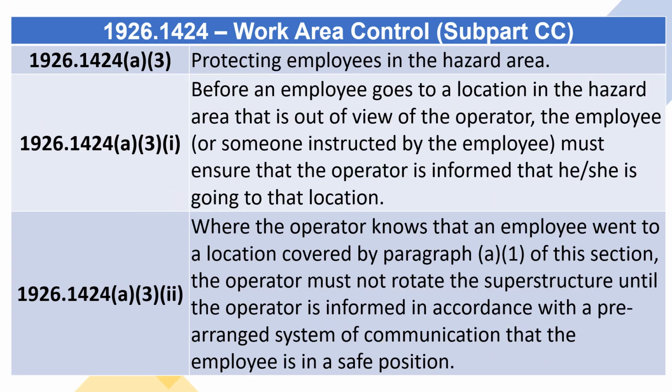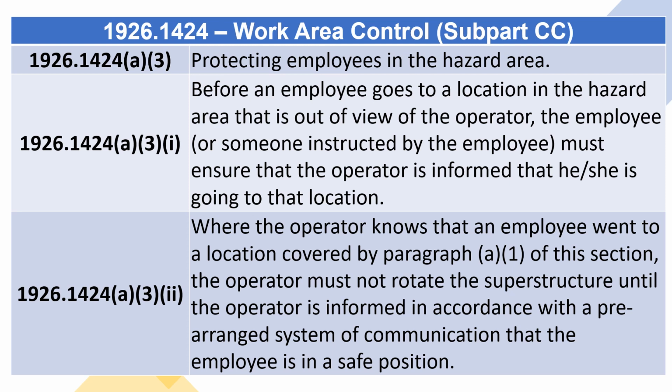1926.1424 A3 Protecting employees in the hazard area. 1926.1424 A3-1 and A3-2 Before an employee goes to a location in the hazard area that is out of view of the operator, the employee, or someone instructed by the employee, must ensure that the operator is informed that he/she is going to that location.